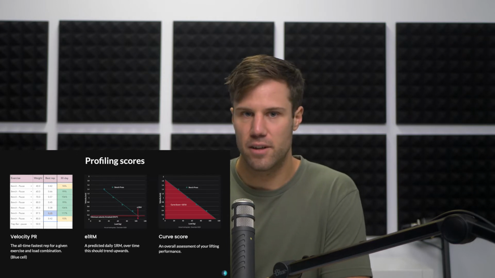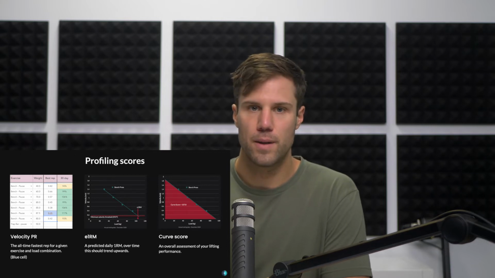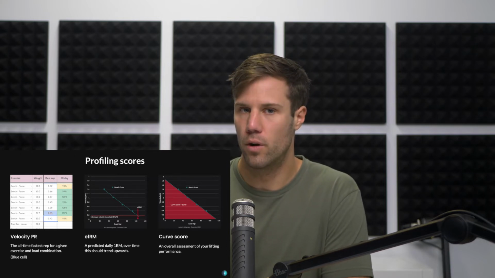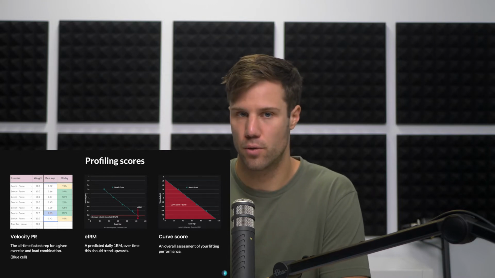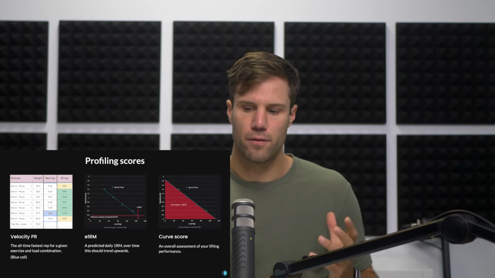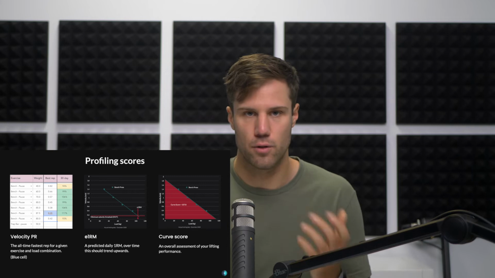Really good for athletic development situations, say for example, rewarding athletes on their early sets, but it can also be a good indicator that you're doing good quality work in your training and that quality of work is increasing over time because your curve score is increasing. For powerlifting though, for strength specific athletes, I'd focus on the velocity PR and the estimated 1RM. I think those two are probably the most valuable.